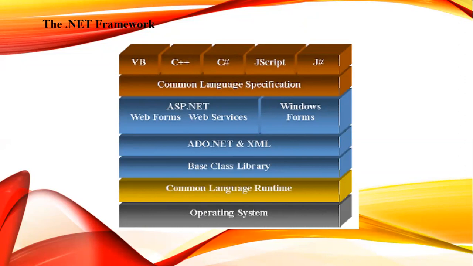VB, that is Visual Basic, C++, C Sharp. It is pronounced C Sharp, not C hash. Then JScript, J Sharp is there. Then we have F Sharp also, and several other languages supported in the .NET framework. Again, see this .NET framework architecture. At the base, we have the operating system. Then we have the common language runtime, base class library, ADO.NET, and XML.